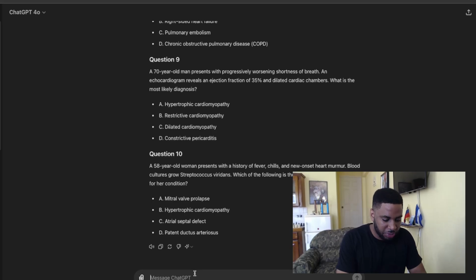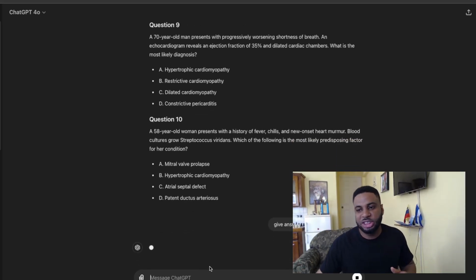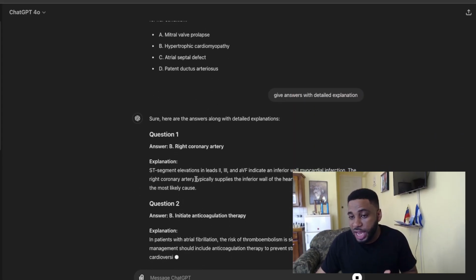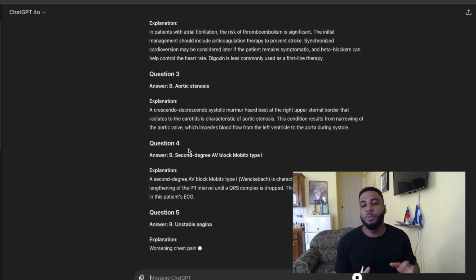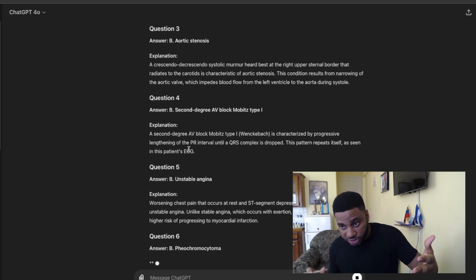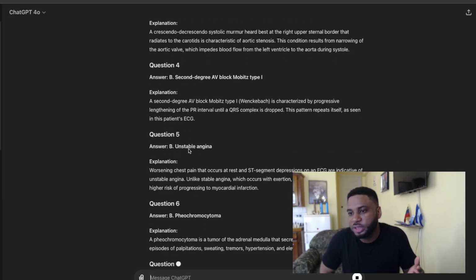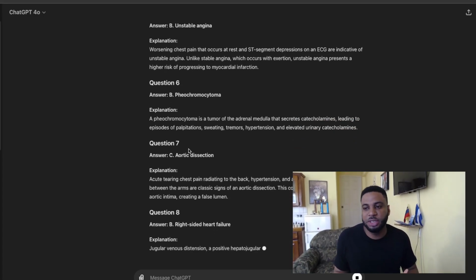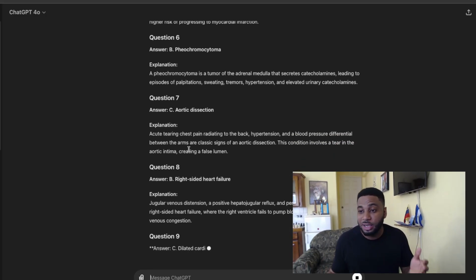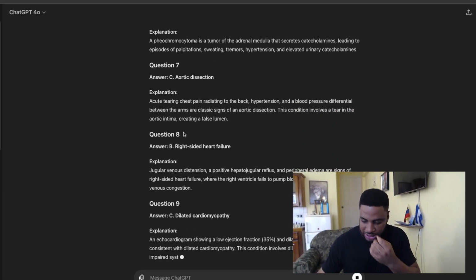Now, you can ask ChatGPT, please give me answers. Give answers with detailed explanation. Look at this. You can tell ChatGPT to give you answers with detailed explanation. And there you go. It gives you the answers to those questions and the explanations as well. So you can ask ChatGPT to make you 100 questions, or 50 questions, and you do them. You ask ChatGPT for the answers with explanations. You mark yourself. You see how you perform, and you are really indeed good to go. I hope this is making sense.